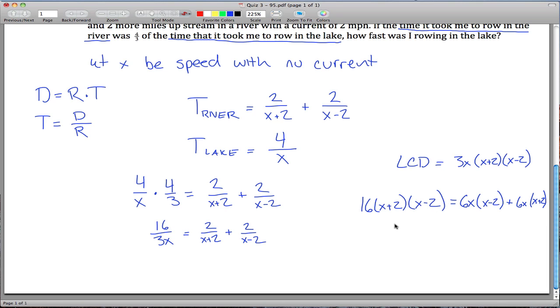And from here, what we need to do is solve for x. So let's see, 16 times x plus 2 times x minus 2 is x squared minus 4. And then over on this side, you have 6x times x is 6x squared. 6x times negative 2 is negative 12x. 6x times x is again 6x squared, and 6x times positive 2 is positive 12x. Finally, if we factor this 16 through, 16x squared minus 4 times 16, 64.